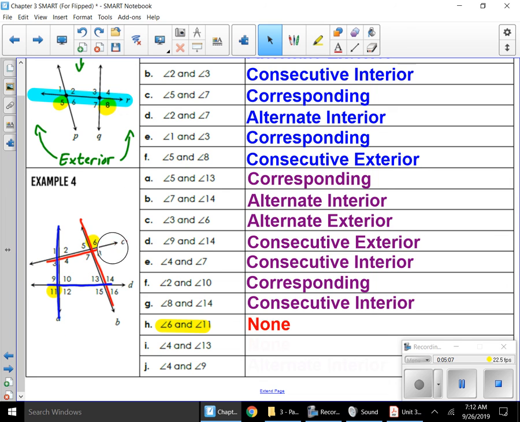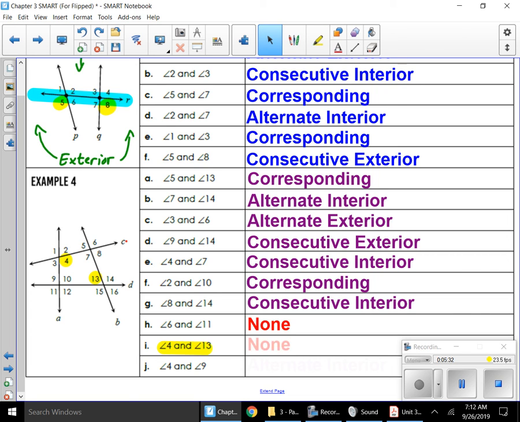So not every angle will be relatable to every other angle, especially when our diagrams get more complicated. 4 and 13 share the same problem. Notice that there's no one transversal that both of those angles lie on. So we can't do anything with 4 and 13. Once again, we have no relationship.